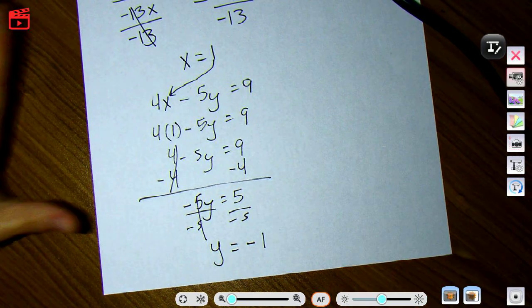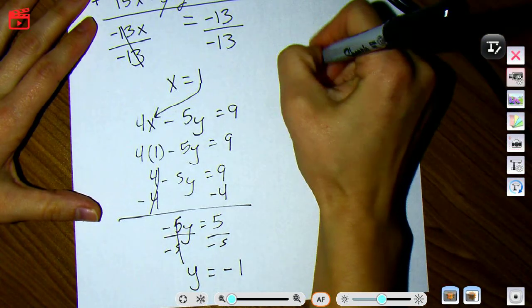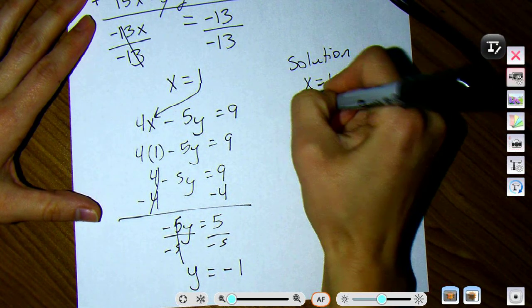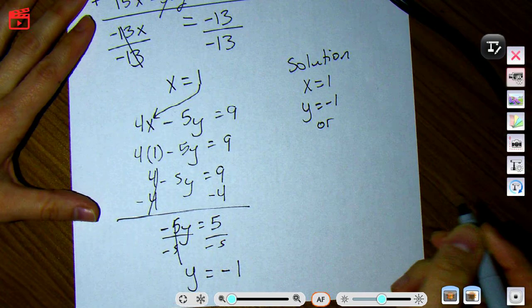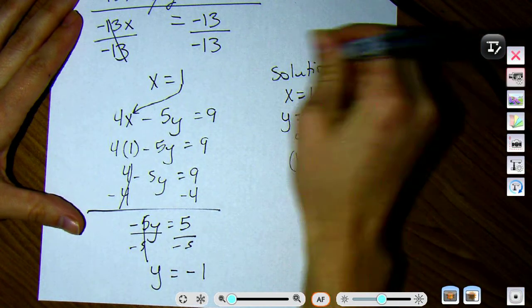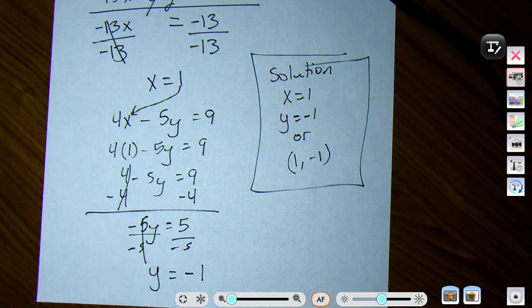So our solution is either x equals 1 and y equals negative 1, or we could again write it as a coordinate. So I could write it as (1, -1). And there is solving systems of linear equations by elimination.